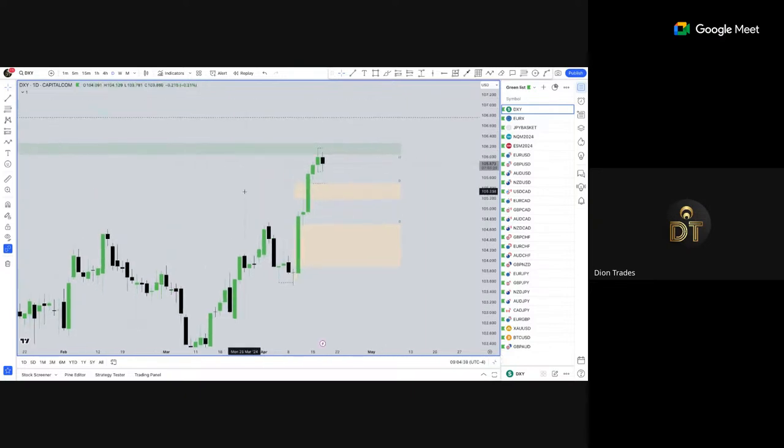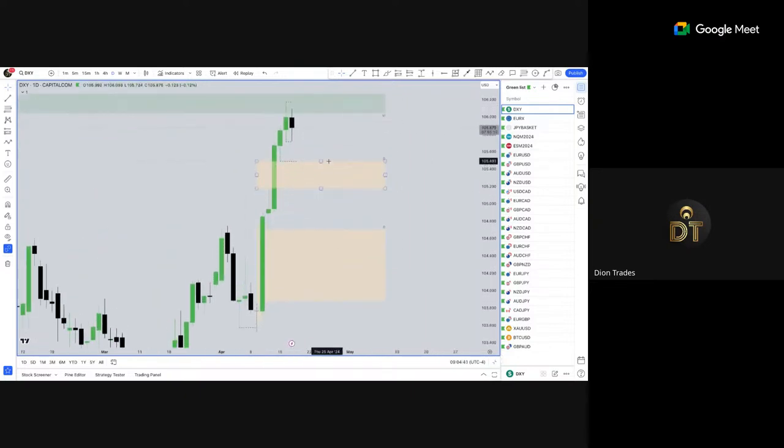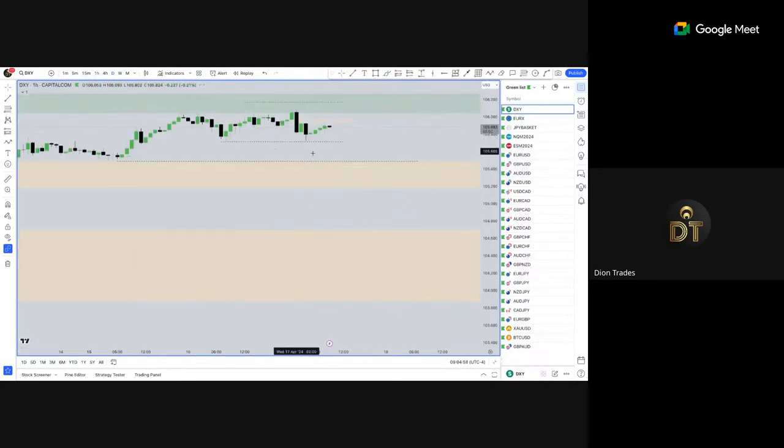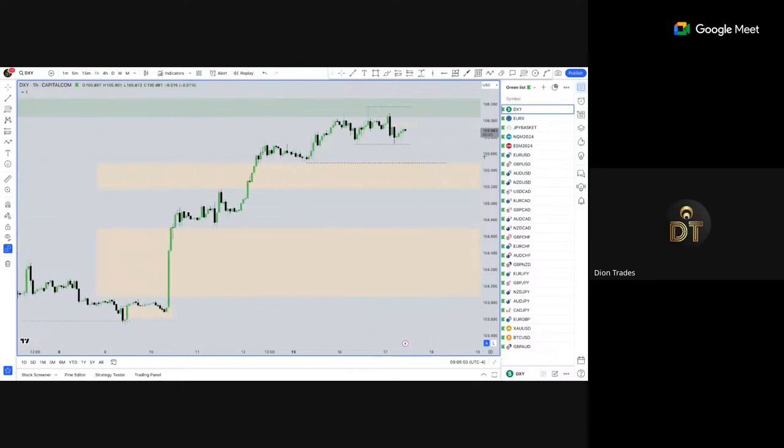DXY, honestly, my bias is still to the daily busy right here, but look at what price does. It's still inside the range, and that's fine as well. Then you don't have a bias, okay? Just untraded. So the USD pairs, I'm flat for now. I'm waiting for DXY to make its move. Like, do you want to trade this?